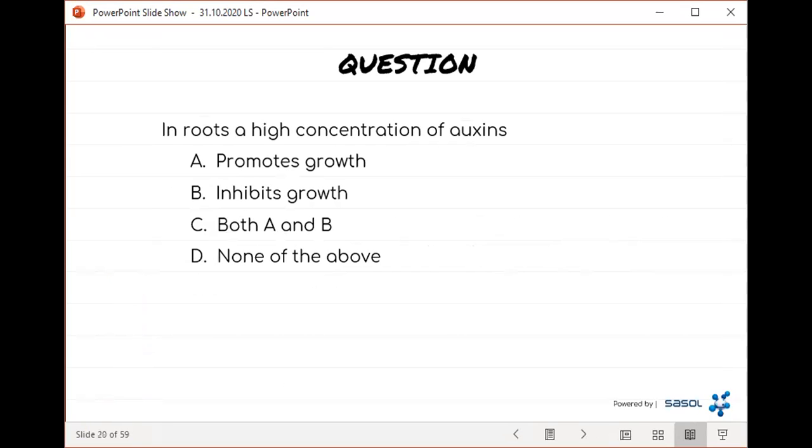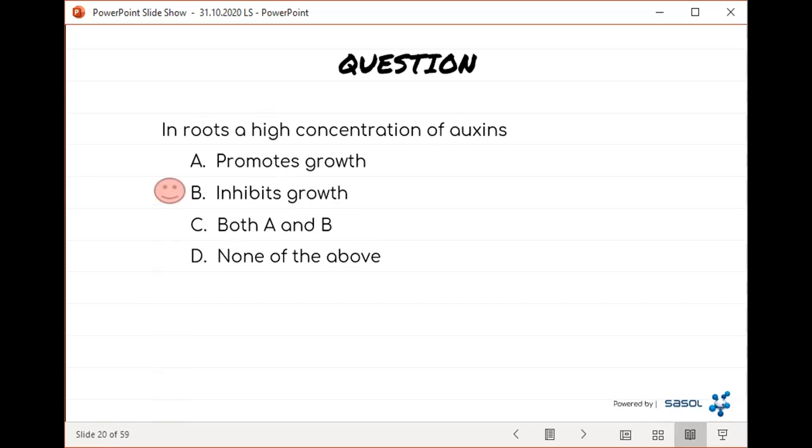It says, in roots, a high concentration of auxins, A, promotes growth, B, inhibits growth, or is it C, both A and B, or D, none of the above? Okay, and the answer is B, it inhibits growth. Okay, so remember, this is in roots and not in stems.